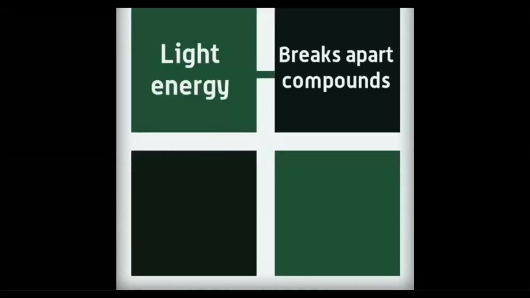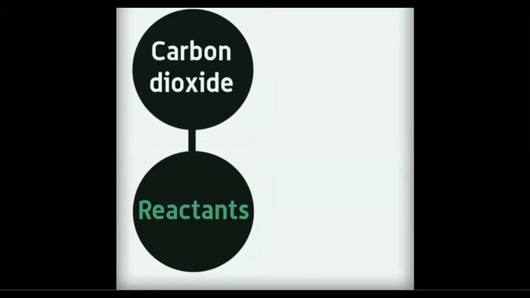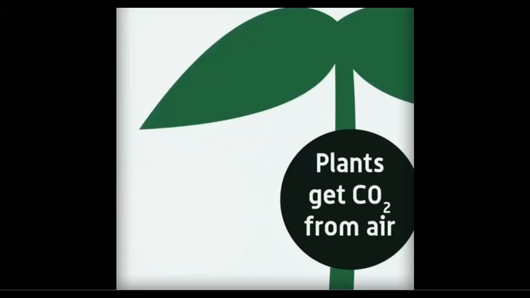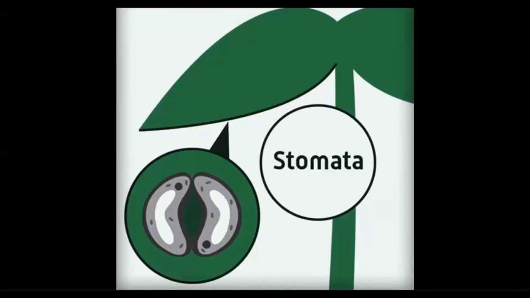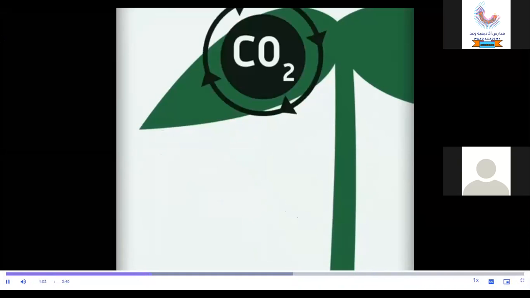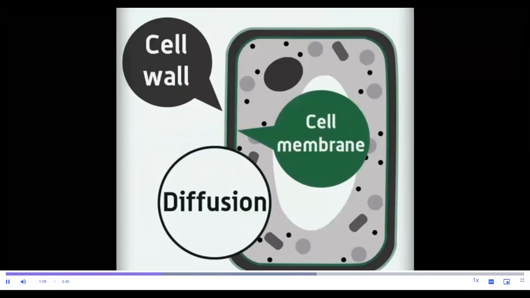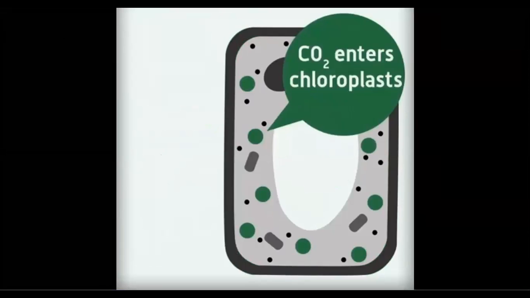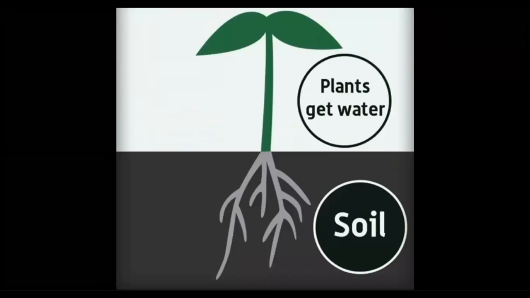This energy is needed to break apart the compounds which are the raw materials, or reactants. The reactants for photosynthesis are carbon dioxide and water. Plants get their carbon dioxide from the air. It enters the leaves through tiny pores called stomata on the underside of the leaves. The carbon dioxide circulates around the leaf and can cross both cell walls and cell membranes by diffusion. Once inside the cells, the carbon dioxide can enter the chloroplasts. Plants get the water they need from the soil or whatever medium they're growing in.